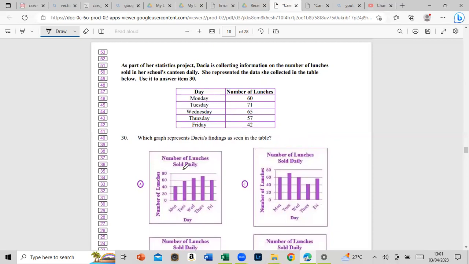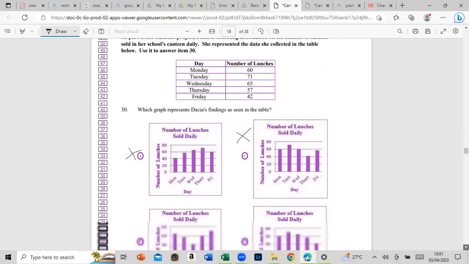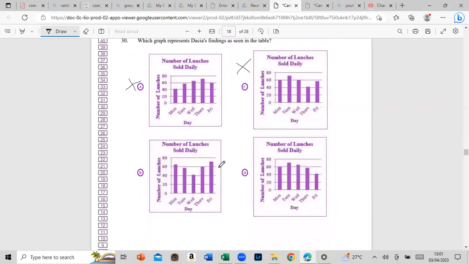So let us check Monday. Well, this one is not 60. Monday is supposed to be 60, so we can eliminate A right away. Let's look at C. It is 60. Let's go to the next one. Looks like 71. For the third one, 65. No. So we can eliminate C. So guys, do these one by one. Alright? Let's use elimination first. This should be 60. This is incorrect. So it has to be D.